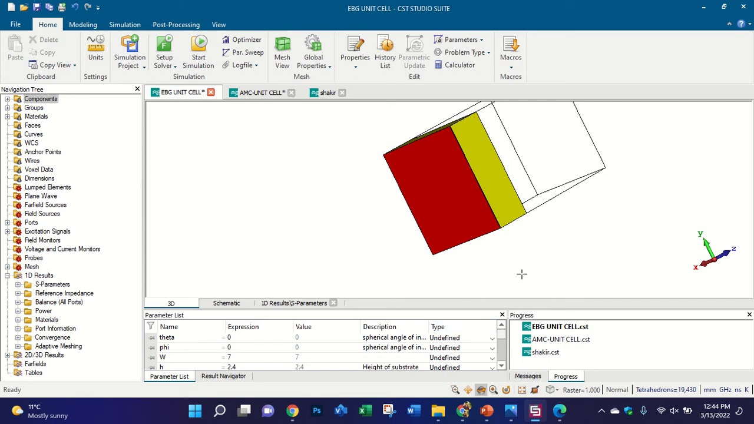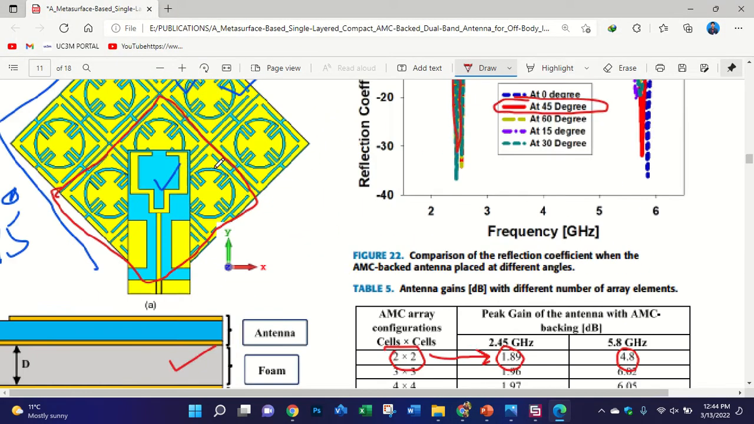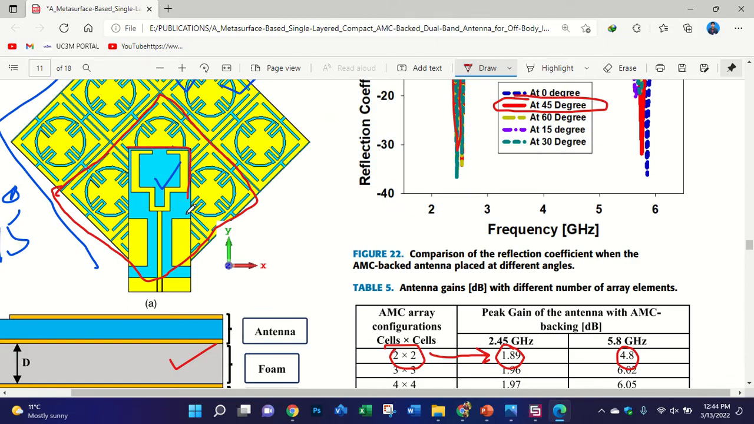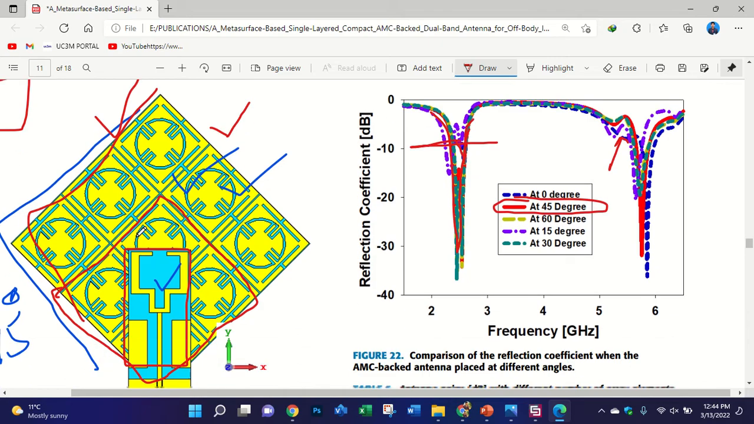In CST you don't need to use the foam, but I am talking about the fabrication. When you fabricate, you just need to use the foam behind the antenna, like this is my antenna. Because the foam has the same property as the air. Only at this point you can use foam, you don't need to use the complete foam of the size of the metamaterial.